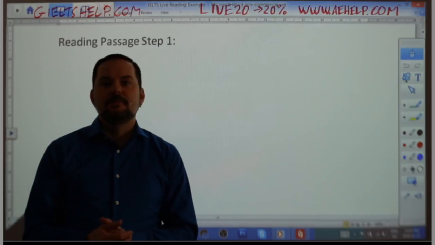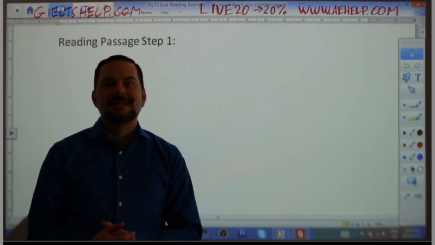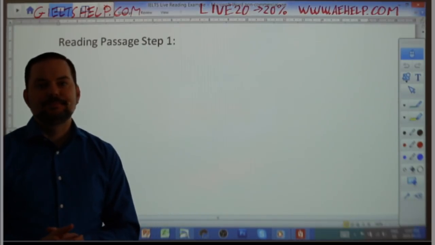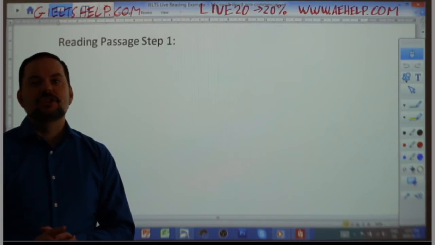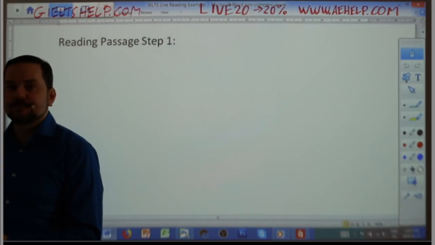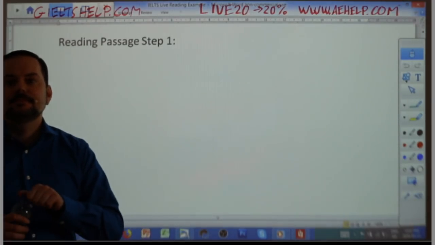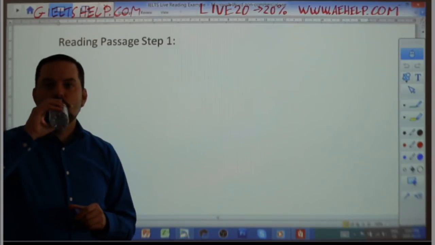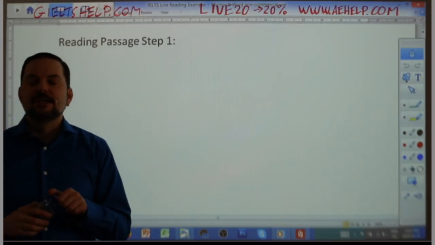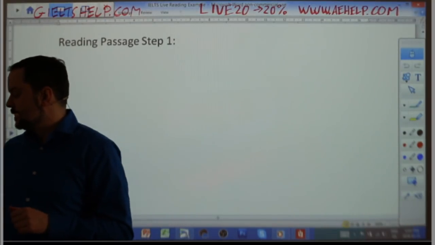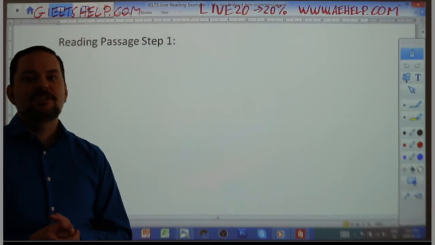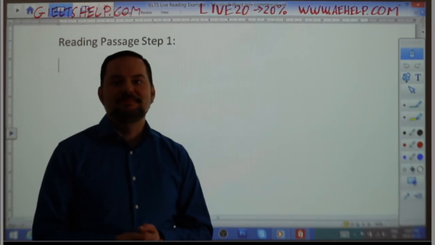Read the title of the passage. Govinder Singh says, read the title of the passage. Which passage? Which passage title should you read when you get to the reading section? So I'm going to do a step-by-step with you today, exactly as if you're sitting in the real exam. First passage, second passage, or third passage?